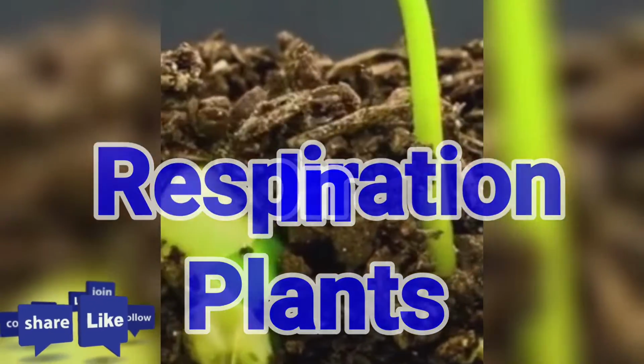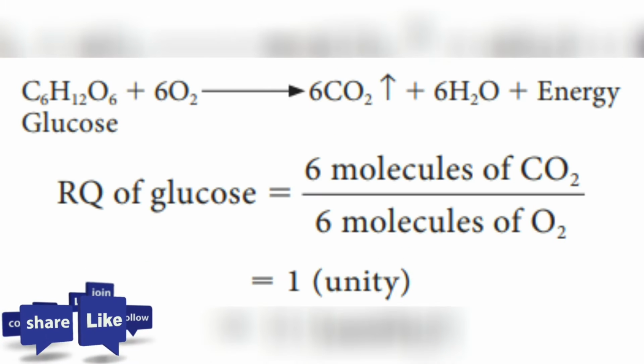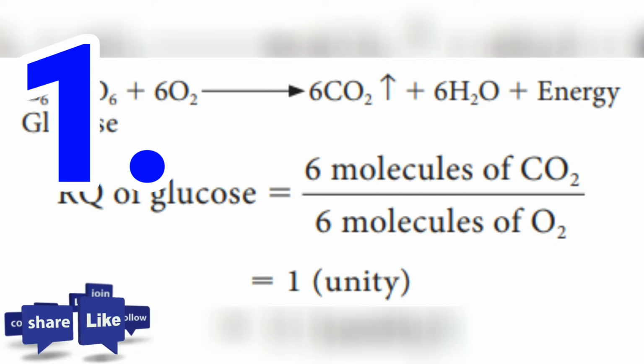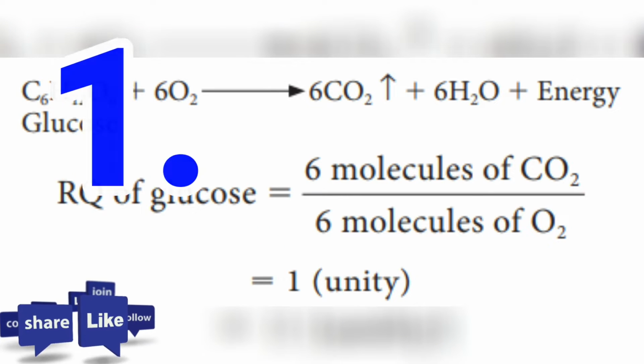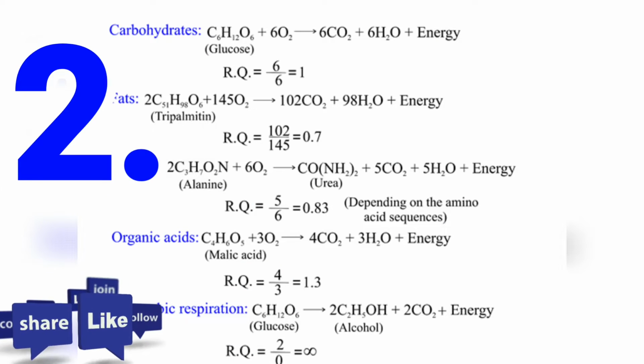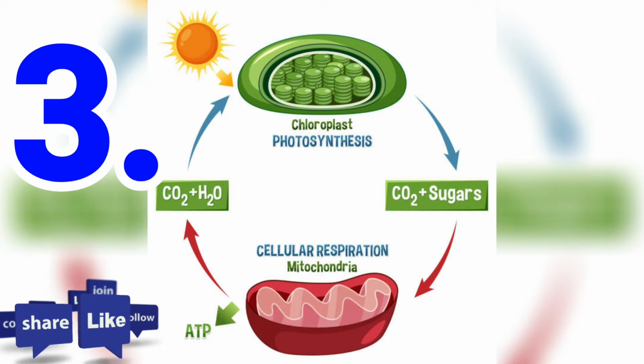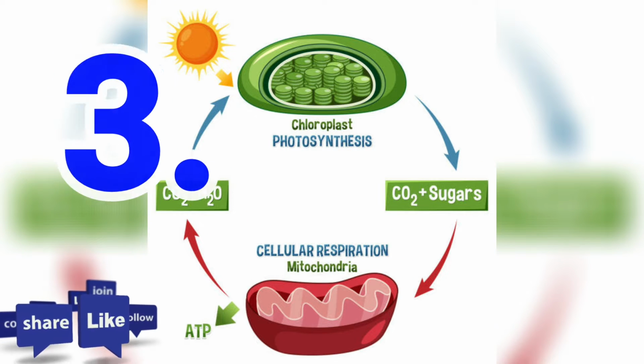Today I will take a quick review of respiration in plants. In cellular respiration, carbohydrates are the primary respiratory substrates. Others are fats, organic acids and proteins. Organic acids are used in CAM plants.